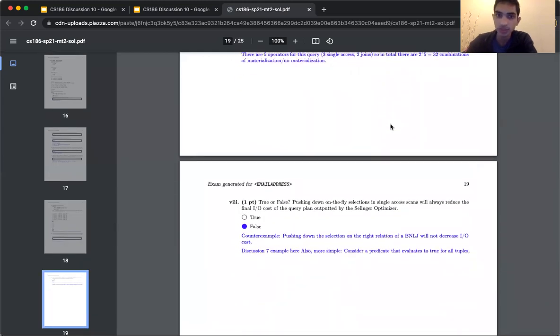Okay, for the final question, true or false: pushing down on-the-fly selections in single access scans will always reduce the final IO cost of the query plan outputted by the Selinger optimizer. Well, in the previous example, we saw that this was true, but is this always true? So what would happen if the on-the-fly selection didn't actually reduce the size by anything? So it just selected everything. In this case, there wouldn't be any reduction in the final IO cost, and so the answer is false.